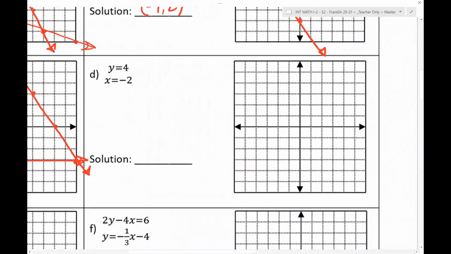Example D, y equals 4 and x equals negative 2. Well, again, y equals 4 is a slope of 0, so horizontal, just like this. And x equals negative 2, remember this is a vertical line through negative 2 on the x-axis.